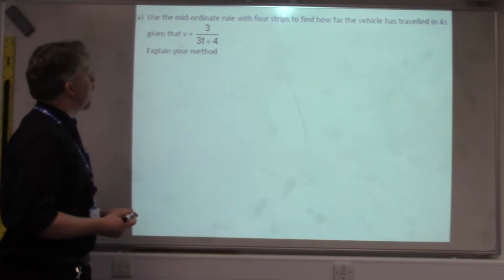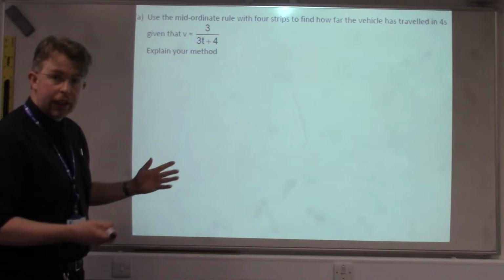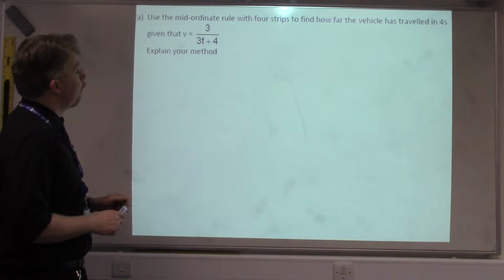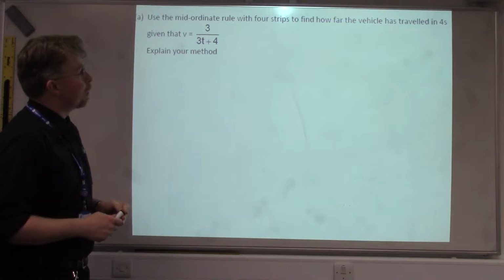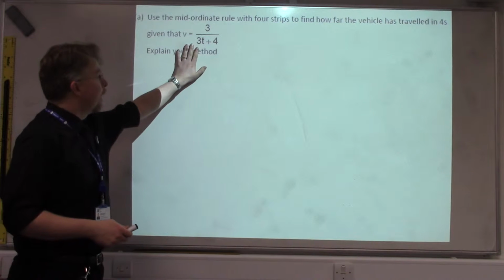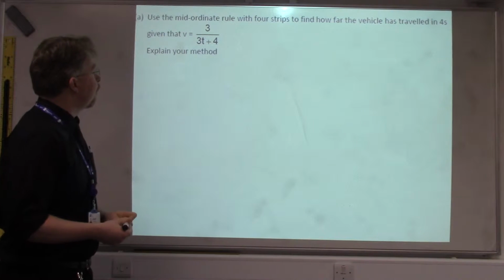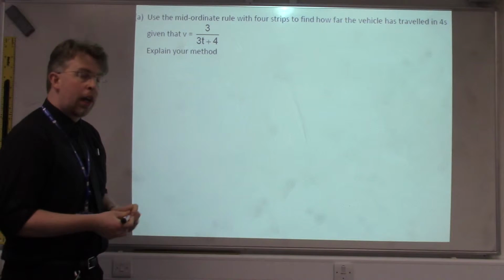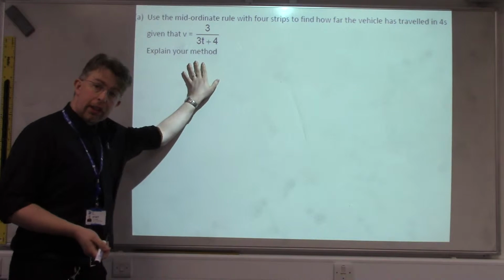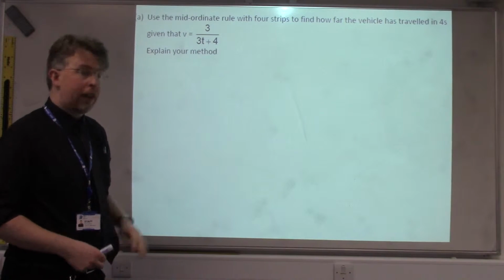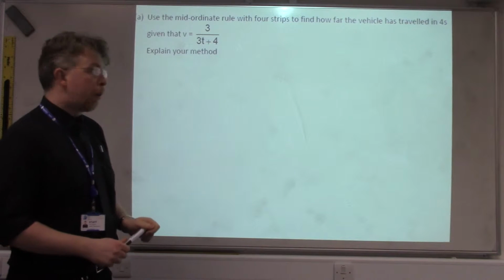Right, so part A, as we've done in the last few sections, is about using the mid-ordinate rule with 4 strips to find how far the vehicle has travelled in 4 seconds. In this case, the equation is V equals 3 over 3t plus 4. As usual, for merits and distinctions, you need to explain your method. Calculating it will get you a pass.